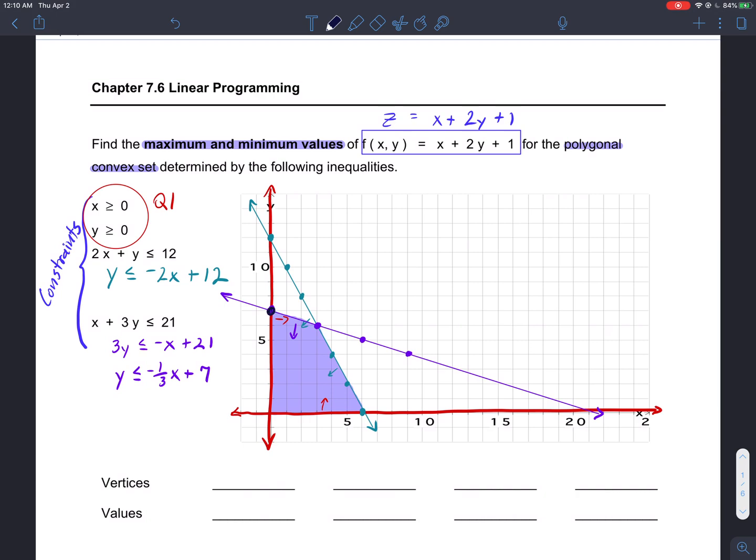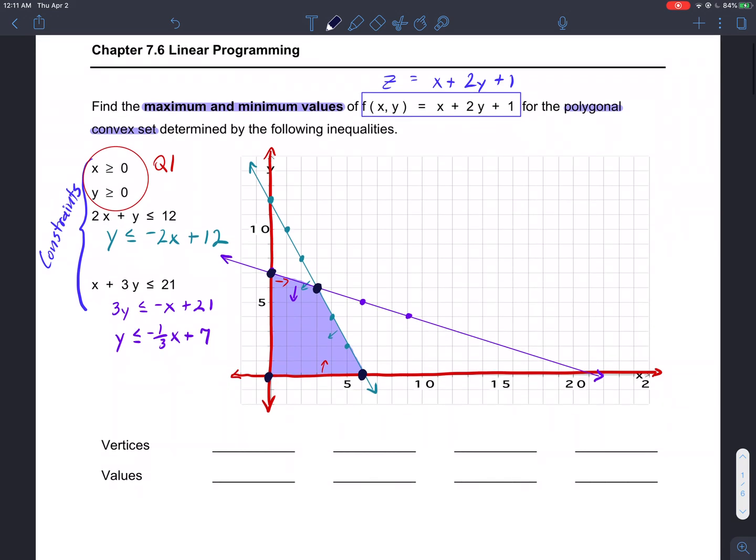Our vertices are here, here, here, and here. We have 4 vertices. 1, 2, 3, 4, not in that order. You can start with 0, 0 as your 1. So if my vertices are 0, 0, it looks like if I go clockwise here from 0, 0 to 0, 7 to, it looks like this point here is 3, 6, right? And then 6, 0 for my last point. Those are my 4 vertices.